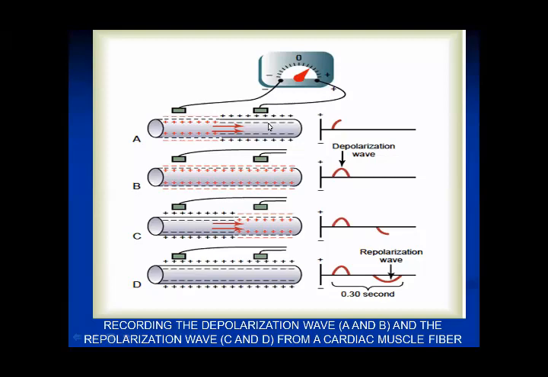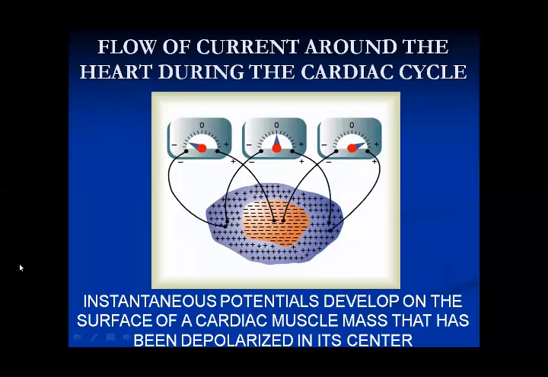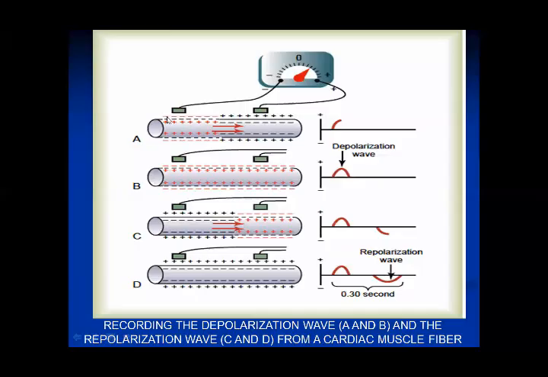The negative electrode, as you can see, this cardiac fiber: half of the outside of the cardiac fiber is negative, half of the outside of the cardiac fiber is positive. Same goes for the inside. Half of the inside of the cardiac fiber is positive, and half of the inside of the cardiac fiber is negative, right?